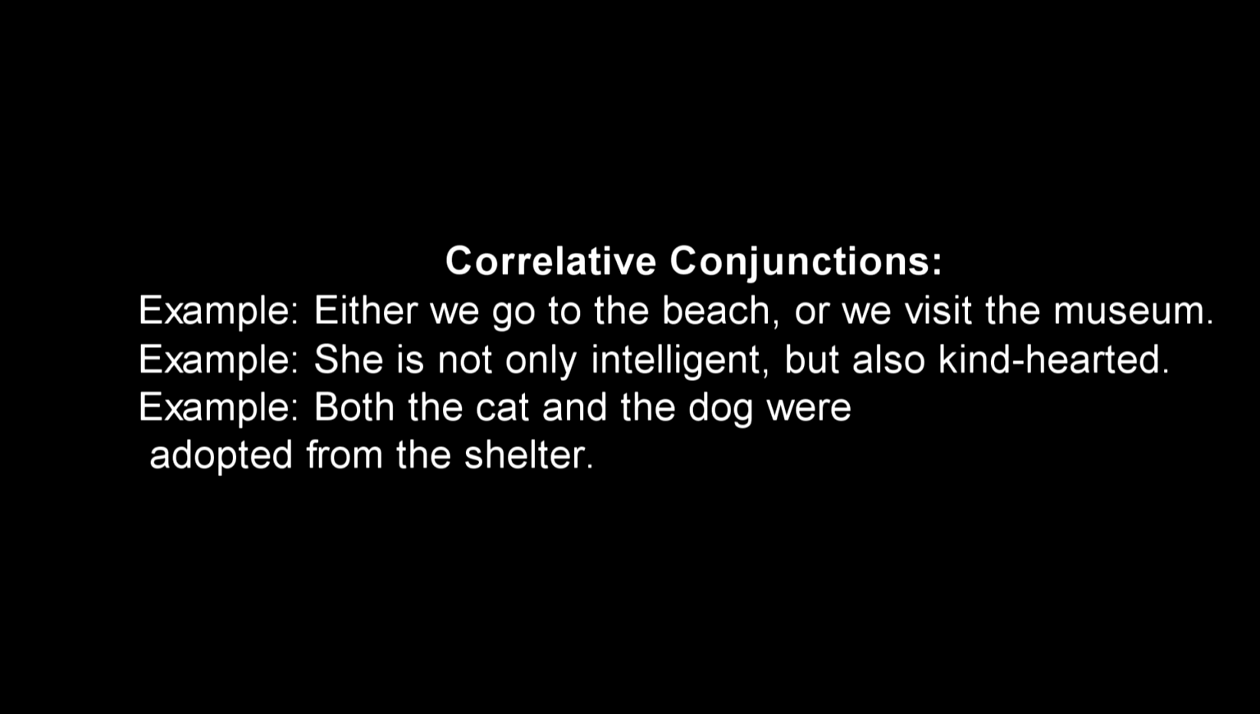Correlative conjunctions. Example: either we go to the beach or we visit the museum. Example: she is not only intelligent, but also kind-hearted. Example: both the cat and the dog were adopted from the shelter.